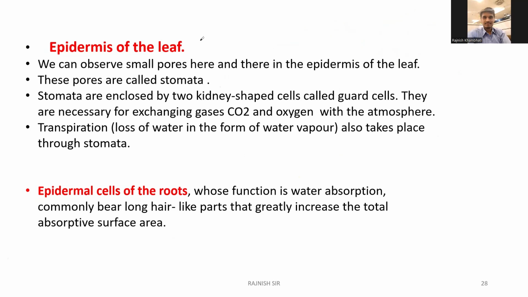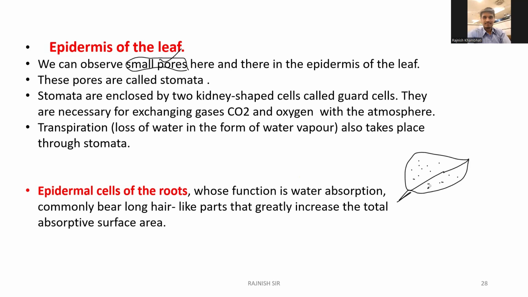Next is epidermis of the leaf. On the leaf epidermis, we can observe small pores. Here, there, okay. First, let's clear this one idea. If I draw a leaf like this, on this leaf, okay, this is what you see is called its surface. On this surface, they have small pore-like structure. Okay, like this, they have a pore. These are called small pore.